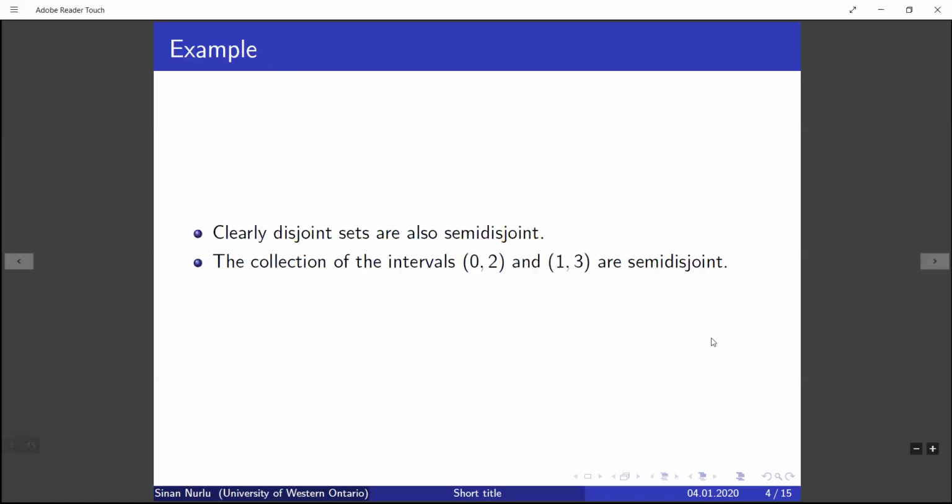Here are a few small, very basic examples. Naturally, if the collection has pairwise disjoint sets, it automatically becomes semi-disjoint because they have empty intersections. If the collection just involves these two intervals, then it's again a semi-disjoint collection, because even though they intersect with each other, they do not contain one another.